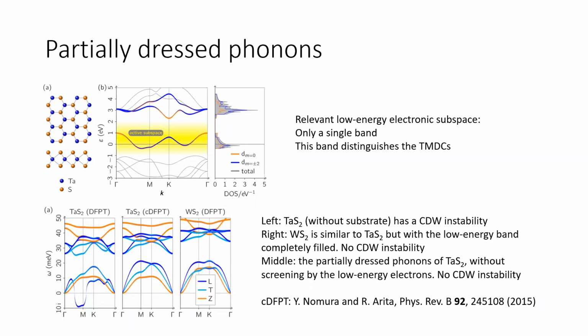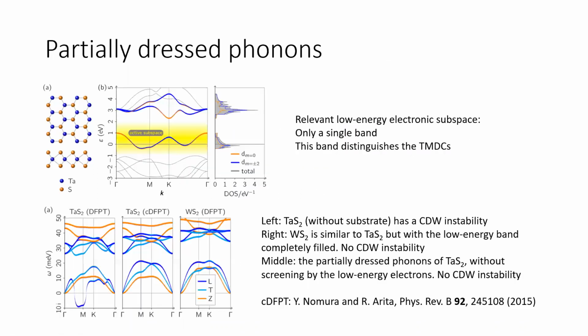And the only major difference between these two materials is the fact that this single band here is metallic and partially filled, and in the tungsten compound, it's completely filled, and therefore there are no fluctuations there, and this is really the thing that causes the difference.